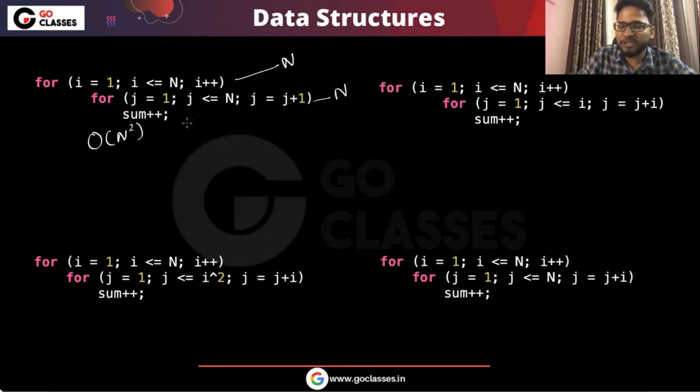You can also say theta because theta is more appropriate, but order of n square is actually more popular. This O symbol is actually more popular, so I will be using this O symbol. Otherwise you can also say theta. There is no problem in theta, right? Okay, let's talk about this.